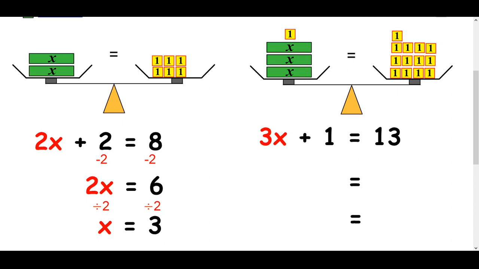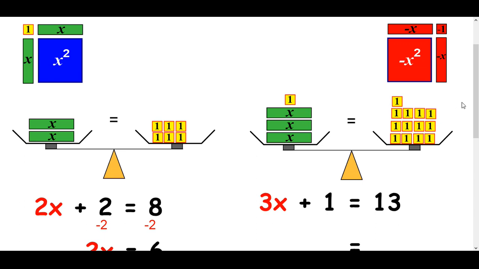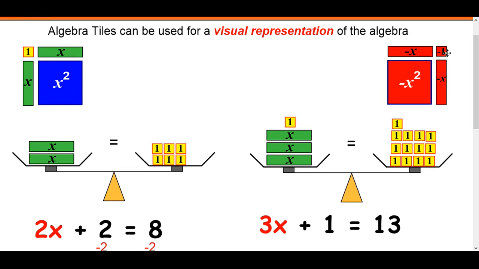Okay, let's look at this one. So 3x plus 1 equals 13. Again, the first thing I want to do is get rid of this 1 here, get the x's on their own. So I'm going to put a minus 1 there, but I'm going to have to do the same to the other side. I'm going to have to take one of them away as well. Okay, so I'm getting rid of that one, and I'm getting rid of that one.